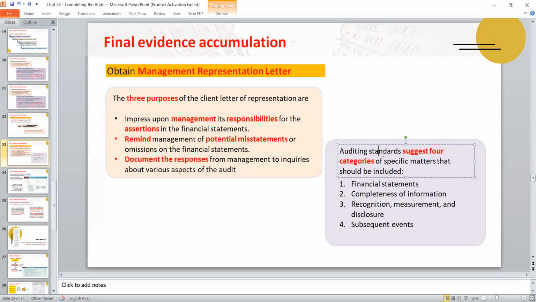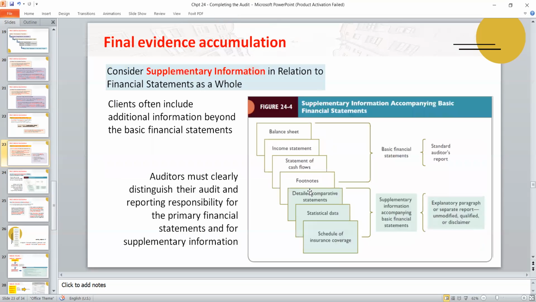But also, the auditing standard suggests four categories for the management representation letter. The content should include these components: the financial statement itself, the completeness of information, the recognition, the measurement, the disclosure, and the subsequent event. That's for the management representation letter.